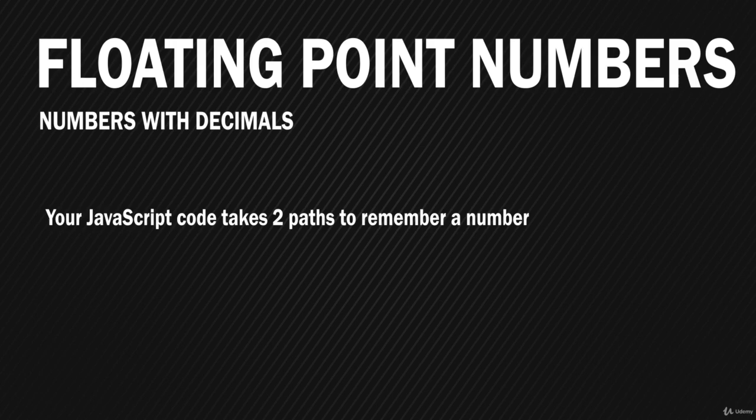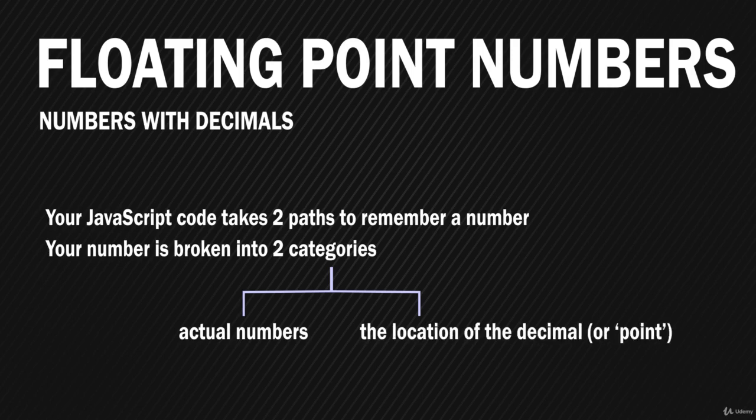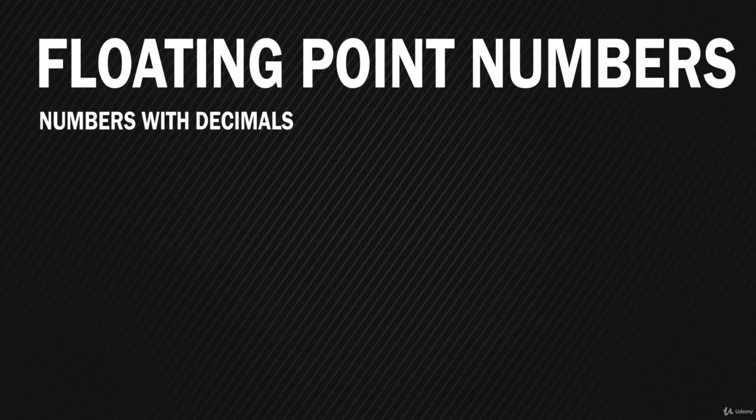JavaScript code takes two paths to remember your input. In other words, your number is broken into two categories. The first category is the actual number, the significant number, and the other category is the location of the decimal or the point. Let's try and visually represent what that means.